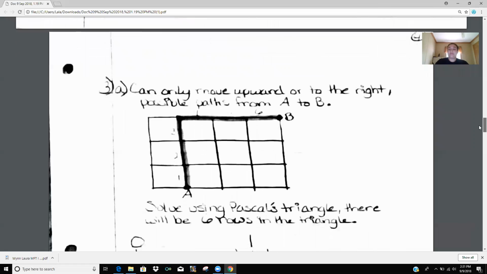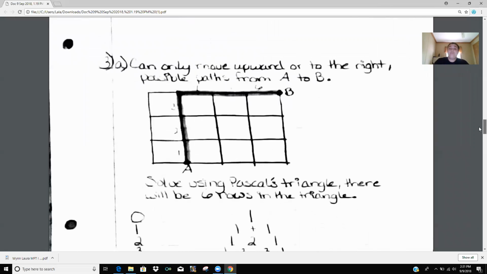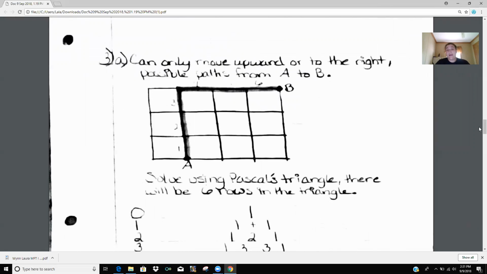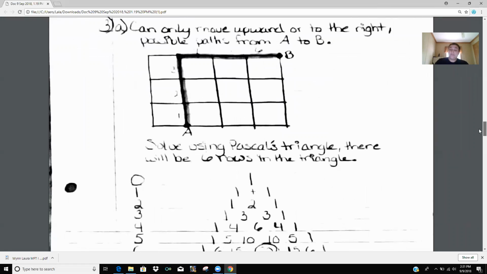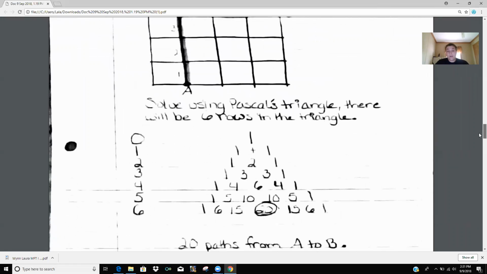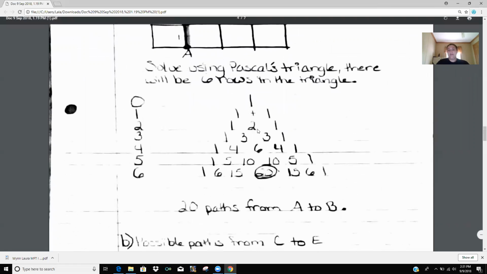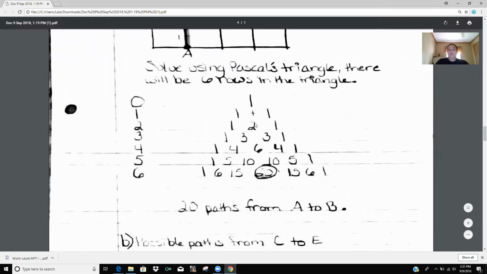Problem 3 is they want us to find our path from one point to another. So problem 3A is you can only move upward or to the right, and they want us to find the possible paths from point A to point B. Now I solved this one using Pascal's triangle, and here it's broken down, which the bottom row, middle number is 20, so that's our answer. So there's 20 different paths from point A to point B.